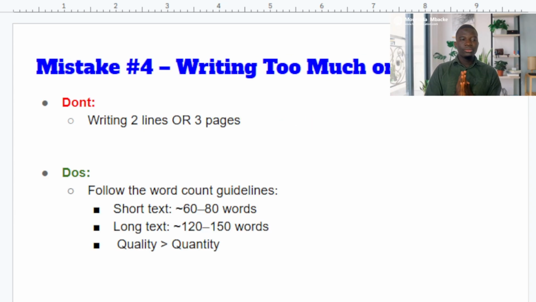Okay, mistake number 4, it's writing too much or too little. Okay, for example, you just write 2 lines or you write 3 pages, like going from one extreme to another. Here you don't want to be in the extremes, you want to be in the middle. Okay, if it's the short text, you want to write between 60 to 80 words. If it's the long text, you want to write between 120 to 150 words, and always prioritize quality over quantity. Okay, doesn't mean that you don't reach the word count. You have to respect that.